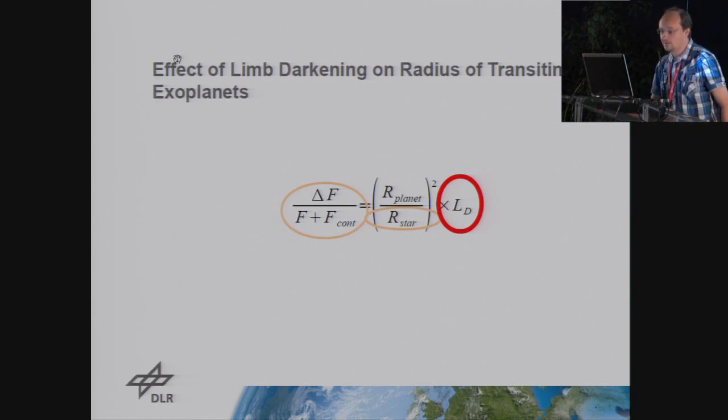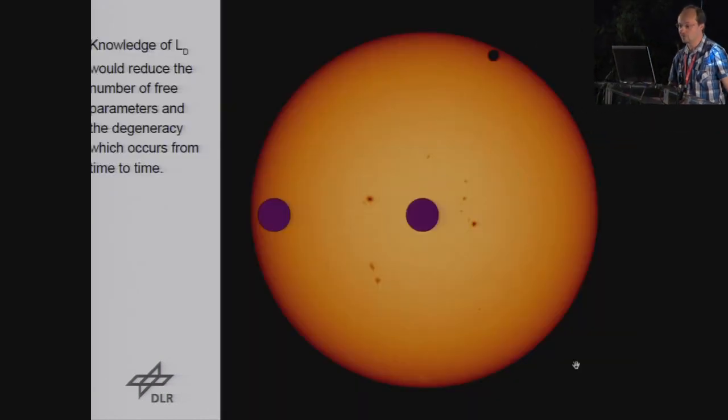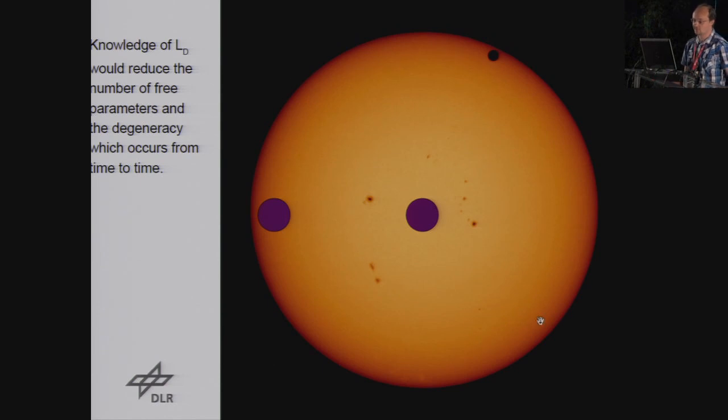So the last part of this equation is the effect of limb darkening on the radius of transiting exoplanets, which can be a factor of 2 modification. This picture shows our Sun, and the Sun is the only star where we can see the effect of limb darkening directly. This picture was obtained during a Venus transit, so this is Venus. It is practically the size of Earth, so if we search for exo-Earths, we have to search for a point or a circle or a disk like that.